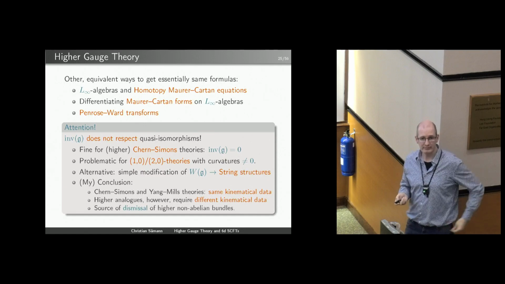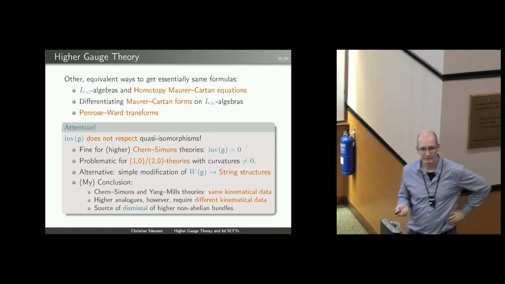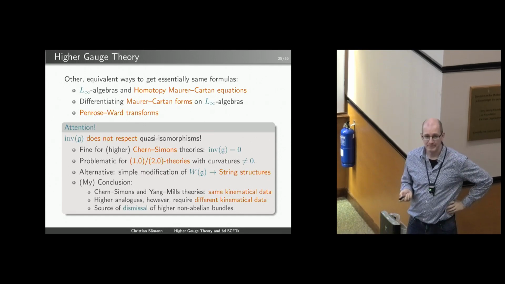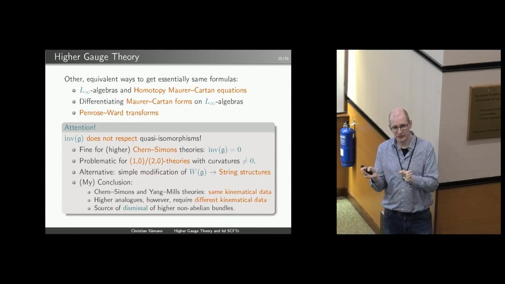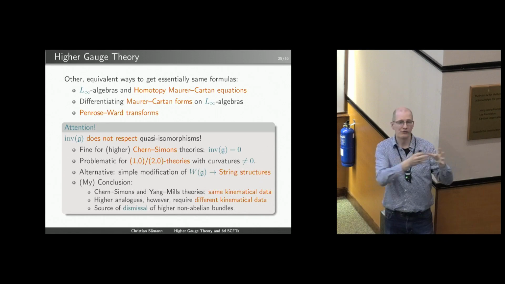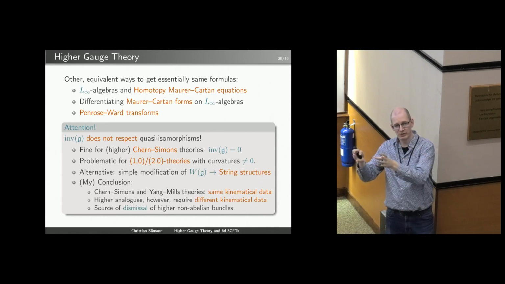Can you say one more word? What does it mean? Does it modify in some sense your definition of... It modifies the definition of curvatures and the definition of gauge transformations. Which means that your notion of what a topological invariant is changes? No, that stays the same, but it's now invariant under categorical equivalence, right? So if I go from one L-infinity algebra to a quasi-isomorphic one, that's okay.